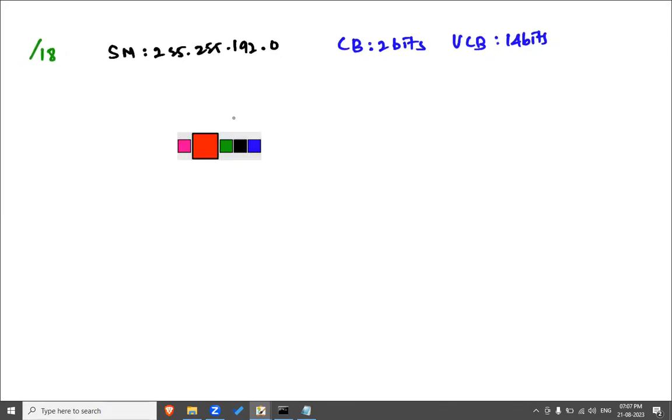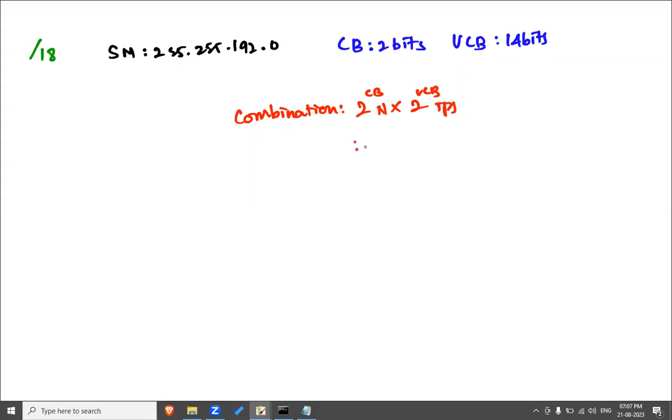Now let's try to understand the combination. Combination, very important. Okay, 2 power changed bits networks into 2 power unchanged bits IPs. It's going to be 2 power 2 into 2 power 14. Okay, yes. So now what is the further result? 4 into, how do I break this? I can write this 2 power 14 as 2 power 6 into 2 power 8. Got it? Because we'll have 8 at the last place, so the remaining we'll have here. So 2 power 6 into 2 power 8.